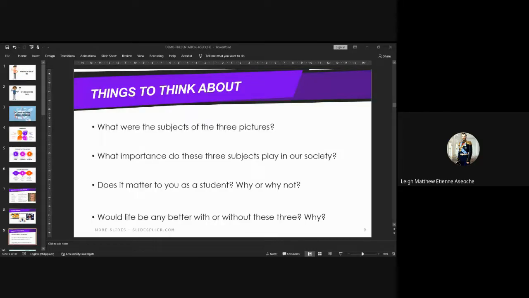Okay. Is my screen clear, or do all of you see my screen? Yes, sir. Okay. Again, going back to the question, I'm sorry, Miss Cordero. What importance do these three subjects play in our society? What is the importance of these three activities or three subjects in the society that we move and live in?